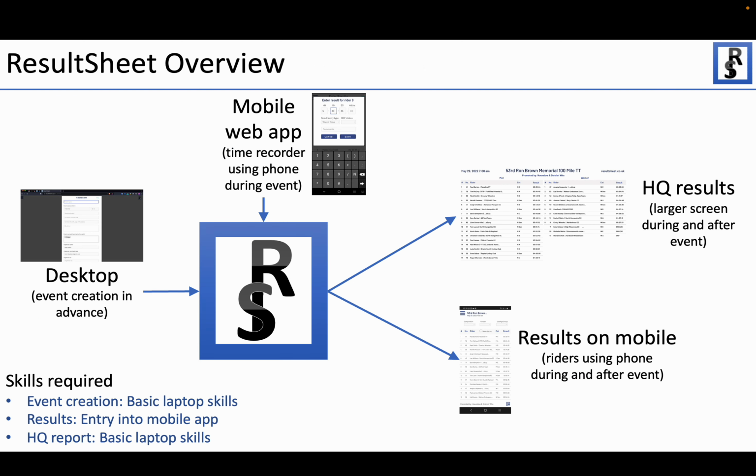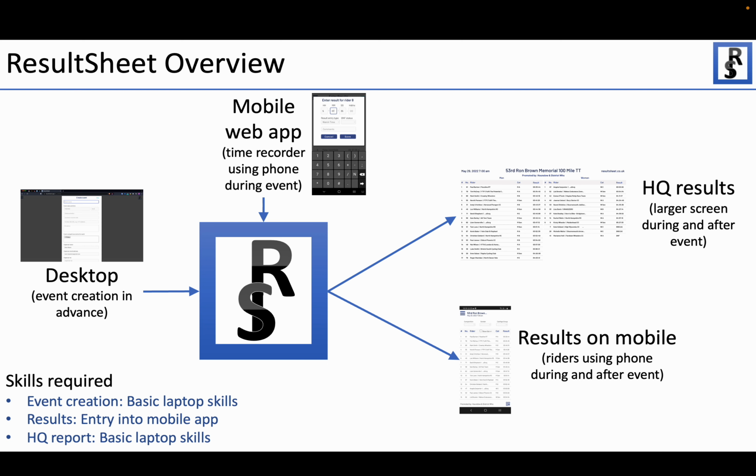In terms of how the platform is held together, there are a few moving parts to ResultSheet. So really starting on the left, the desktop piece: ResultSheet runs in a web browser, so you don't need to install anything on your desktop or phone. But when you run it on a laptop or a computer, typically people do that to set up the events in advance. So you would set up your event, and if you're running an open, you would then pull in the start sheet once you finalize that. If you are running a club event, then you would still set up the event typically in advance and then do sign on the line as people are coming in.